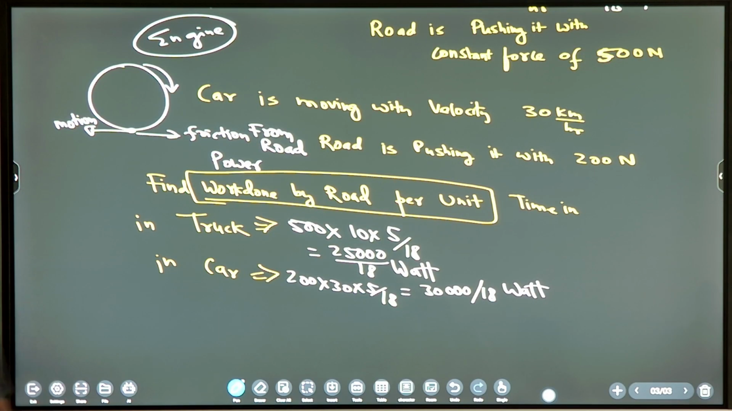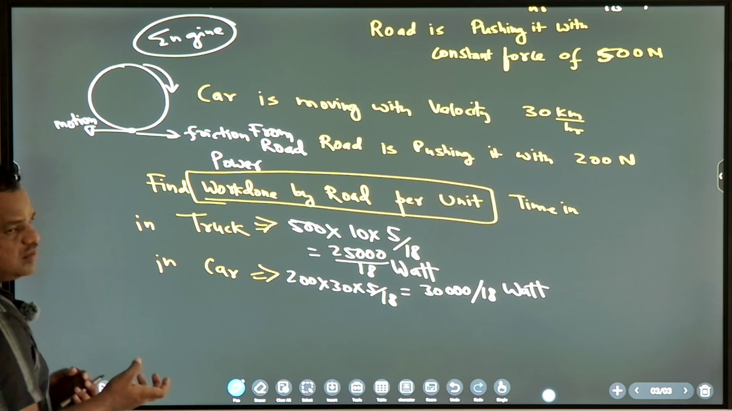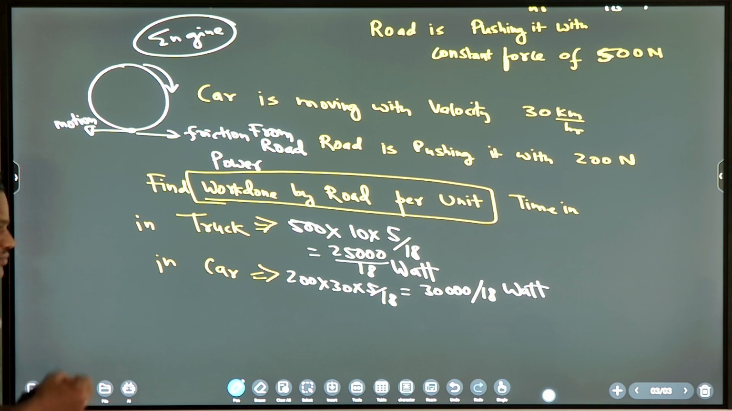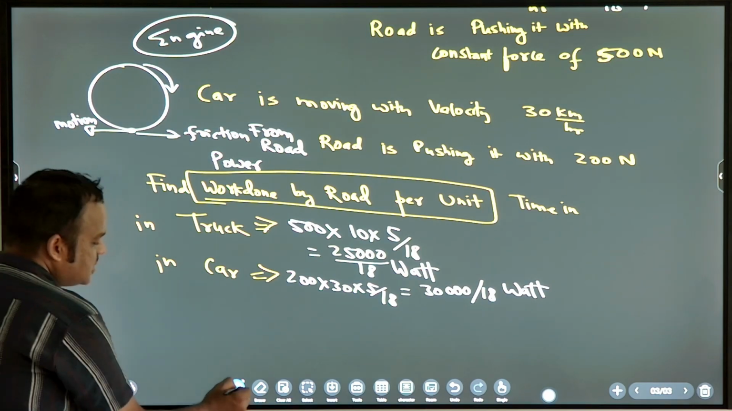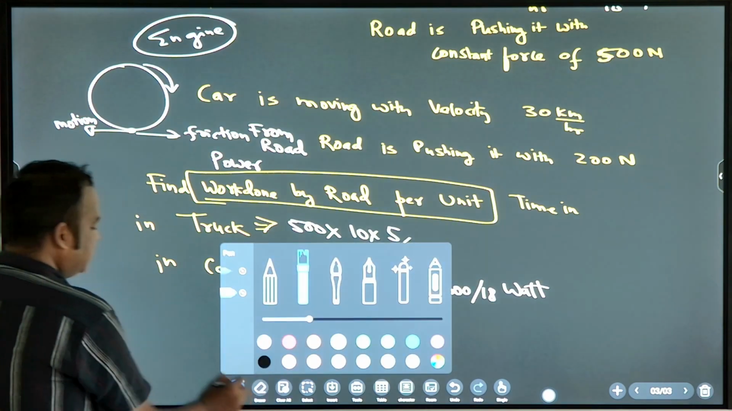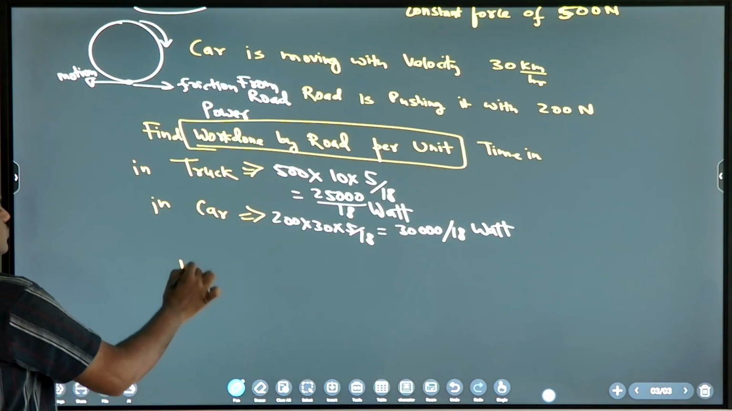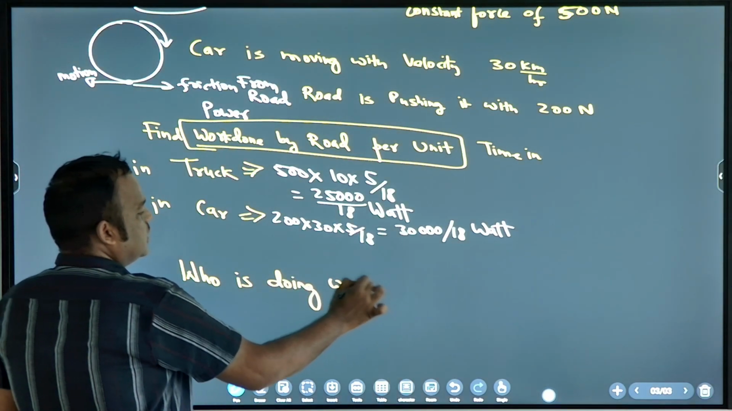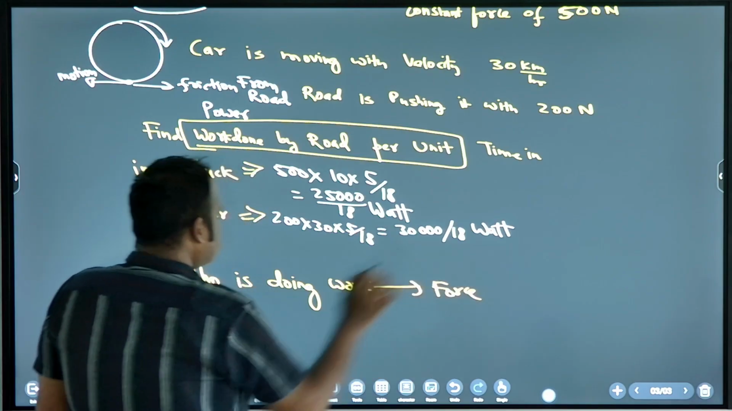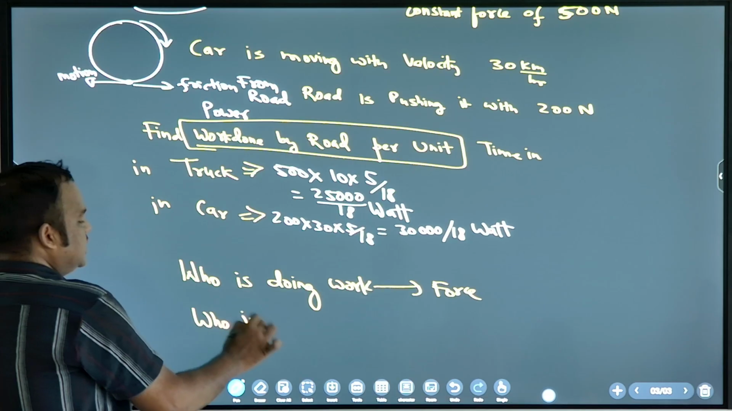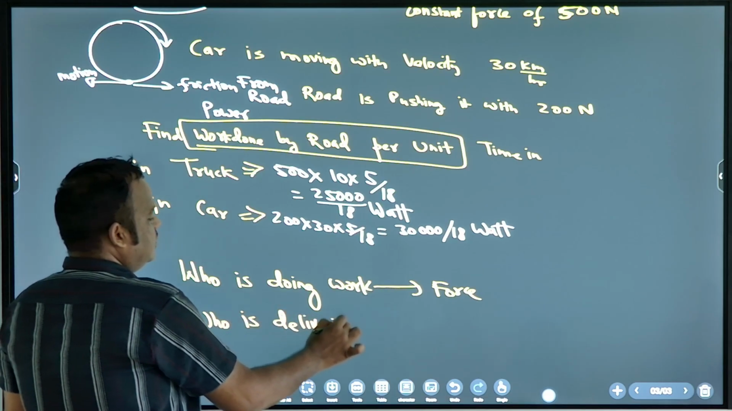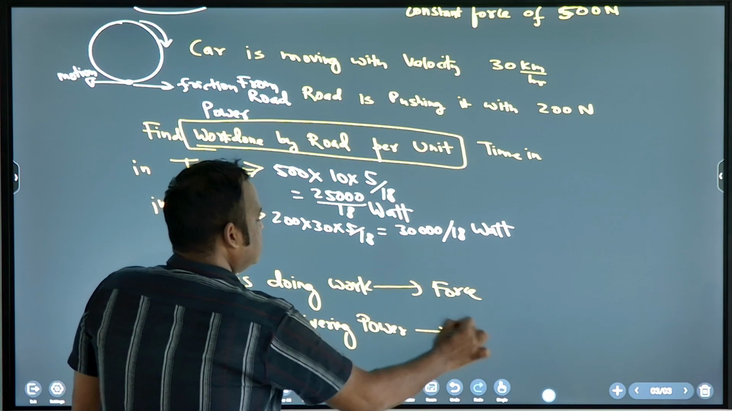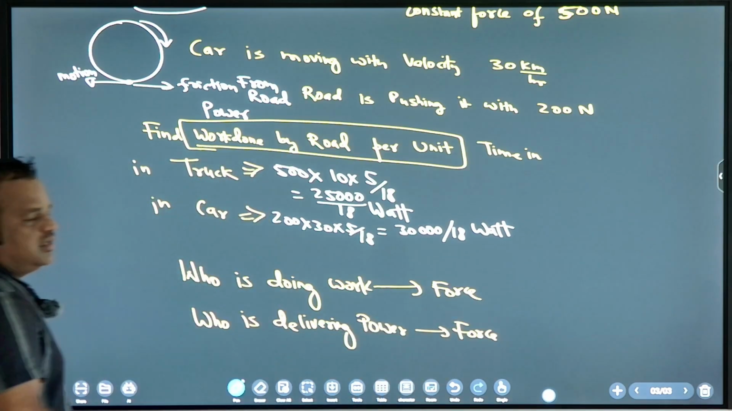So just remember, who is doing work? Force is doing work. Who is delivering power? Force. Force is delivering power. Remember this. Who is doing work? What is the answer? Force. Who is delivering power? Answer is force.